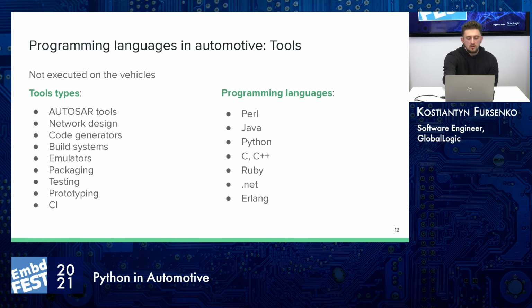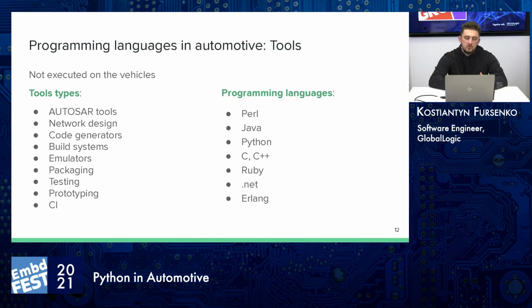So all popular languages could be used here, since it's not executed on vehicles, like Perl, Java, and so on. Python is widely used in this section, since it can be used to easily prototype things. It's used in CI, it's used in automation, and it's extensively used in testing. I need to mention Robot Framework, which is a testing framework written in Python, and it's used a lot. And a lot of automation scripts are used as well.